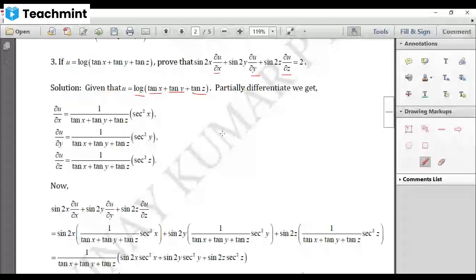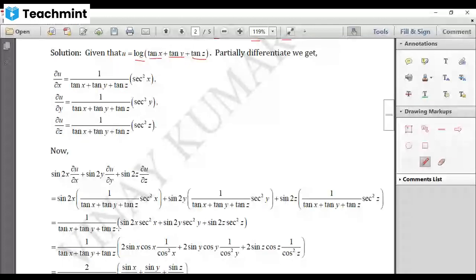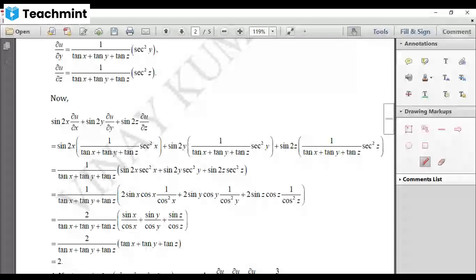Now let us consider this left hand side. Sine 2x into dou u by dou x, sine 2y into this, plus sine 2z into this. But we know dou u by dou x, dou u by dou y, dou u by dou z from this. Substitute them. Now in all of them, 1 by tan x plus tan y plus tan z is common. So take it out. Remaining is sine 2x into secant square x plus sine 2y into secant square y plus sine 2z into secant square z.